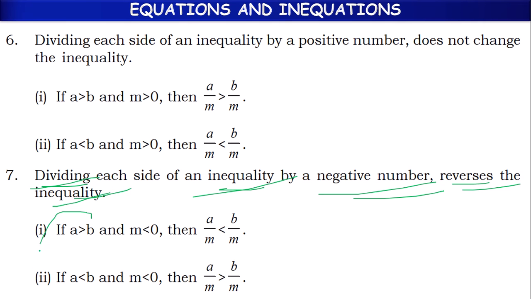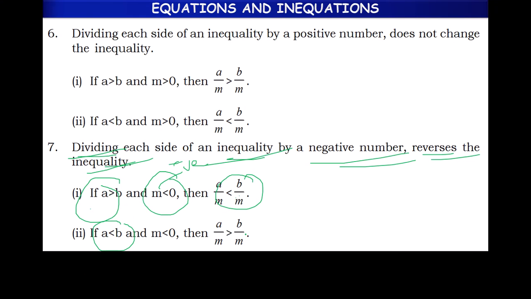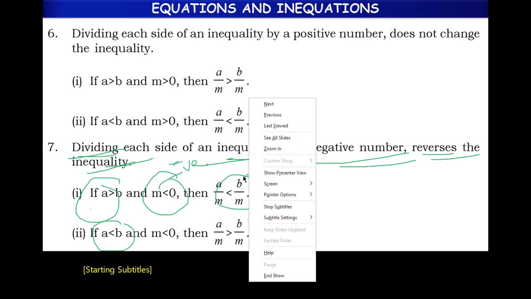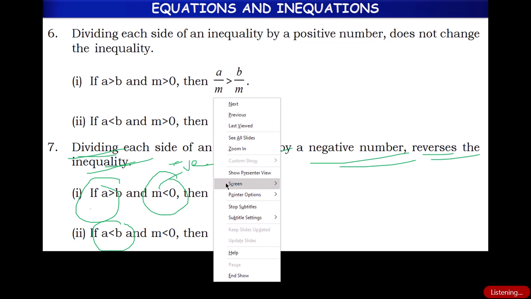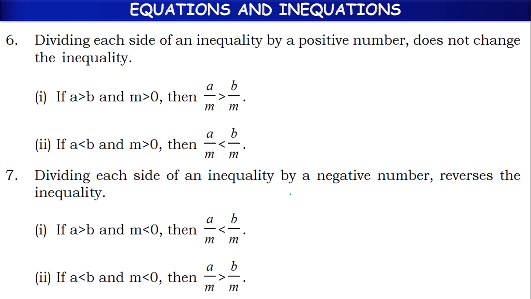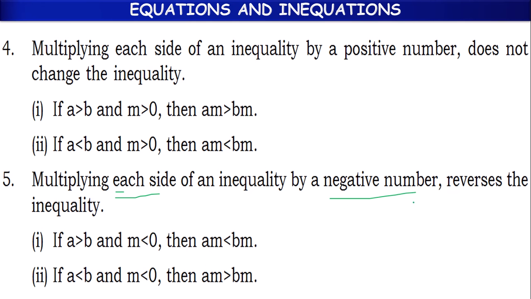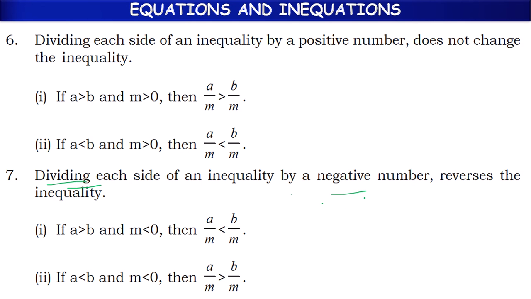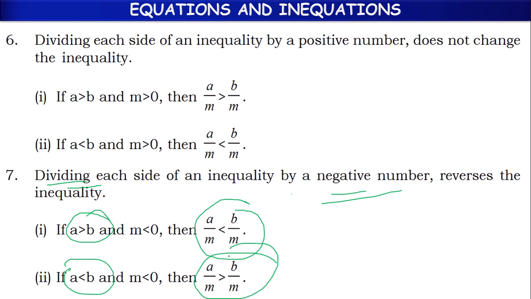But if you multiply or divide with a negative number, it reverses the inequality. If A is greater than B and M is less than 0, which means M is negative, then the relation will become reversed. Greater than will become less than, and less than will become greater than, like that. Only while multiplying with a negative number or dividing with a negative number, the inequality becomes reversed. In both cases, the inequality becomes reversed.